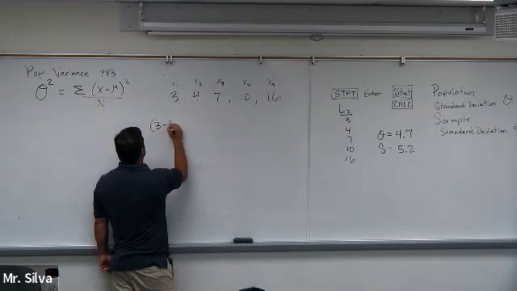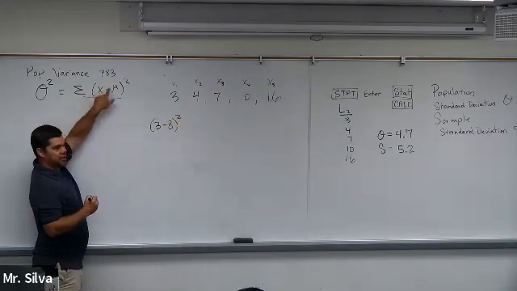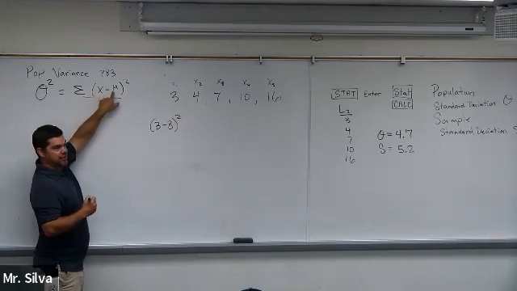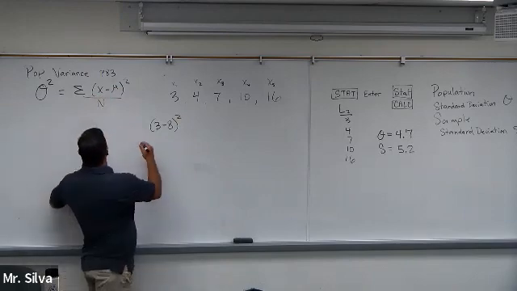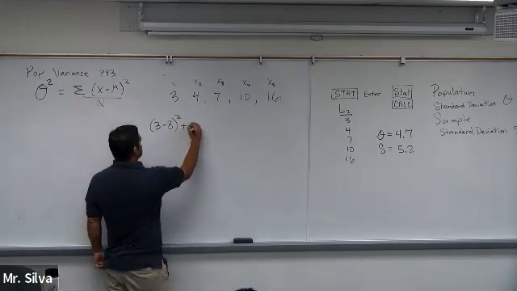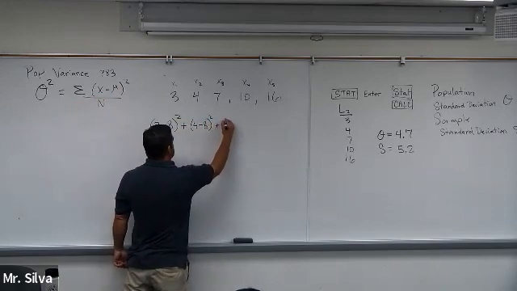3 minus 8 squared. The first number is 3 minus the mean, which is 8. Square it. Now we do the sum plus the next number. Plus the next number.